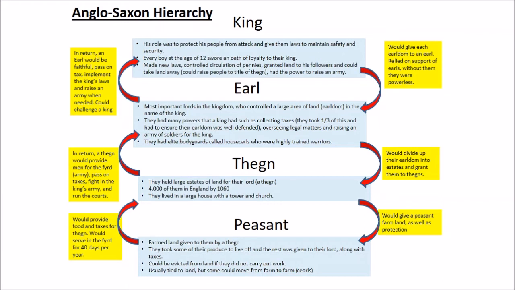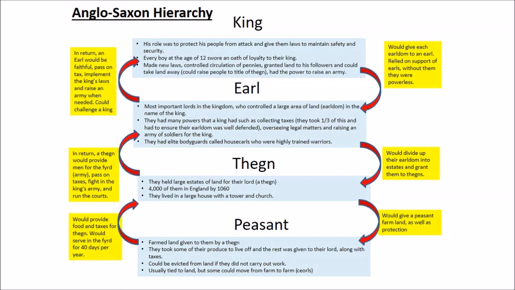Okay. Next, we have the Thanes. They're about less than 1% of the population. They are nobles, which means they hold land. They have a title. They are still quite important men. But they're not as powerful as earls, okay? Roughly by about 1060, there were 4,000 of these men in England, okay?